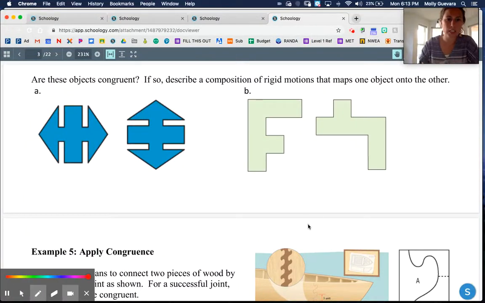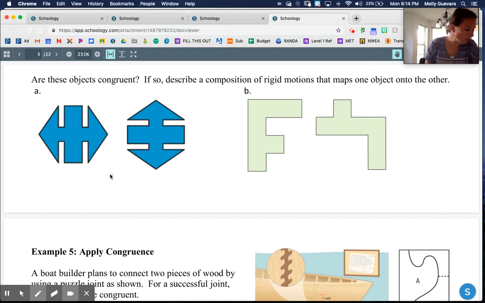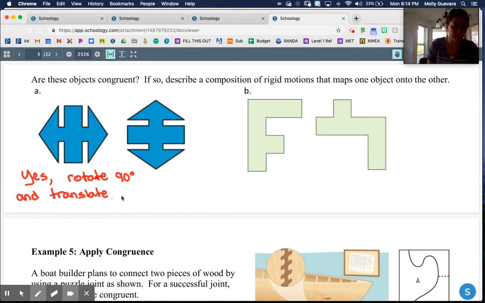Okay, so let's look at these. Hopefully we saw that these two shapes here are congruent. Yes, they are congruent. And all I have to do is rotate this either 90 degrees or negative 90 degrees. Doesn't matter. So I'm just going to say rotate 90 degrees. If I rotate it 90 degrees and I translate it, meaning I slide it, because if I rotate it 90 degrees, it's still over here doing this thing.